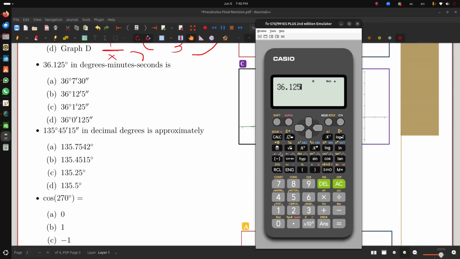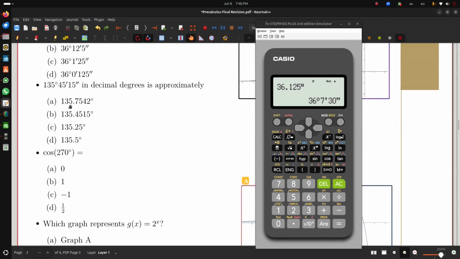36.125, and you will press the button that converts to degrees. You press equal, and you will find it to be 36 degrees 7 minutes 30 seconds, which is the first one. Okay, next. 135 degrees 45 minutes 15 seconds in decimal degrees is approximately equal to.